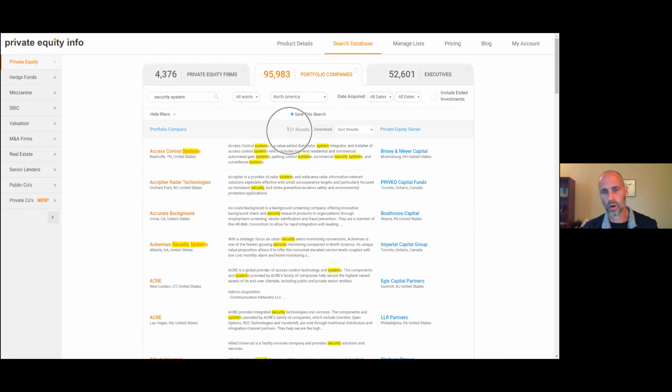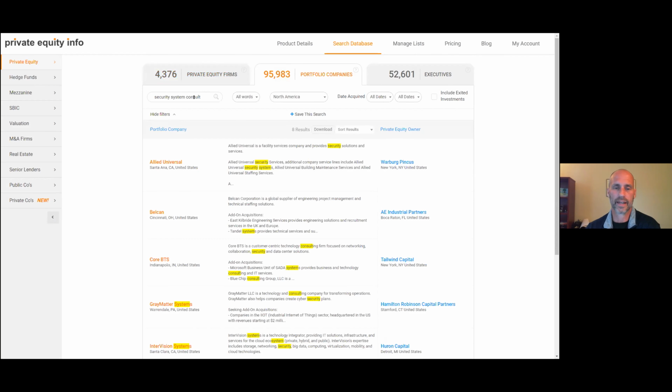That still gives us quite a few results, 121. So I'm going to also do consult just to see. That may be nothing, but okay. So now we have 8 portfolio companies that at least contain those 3 words, not necessarily next to each other.